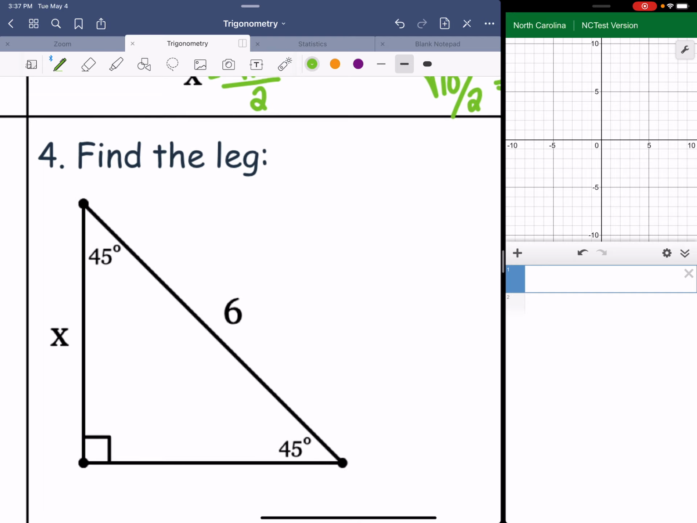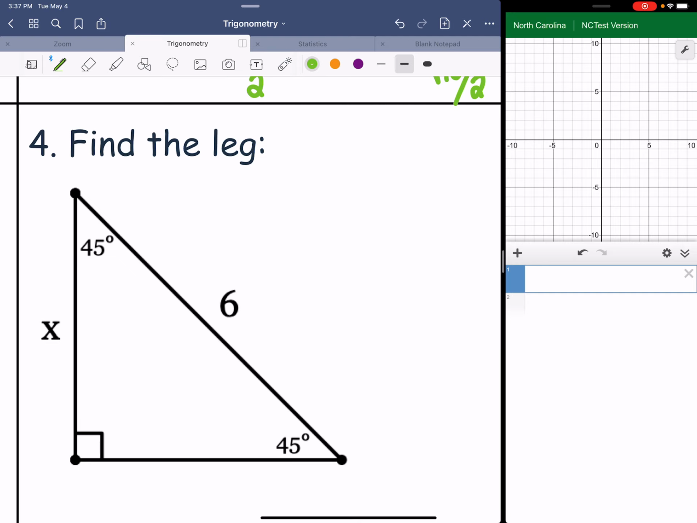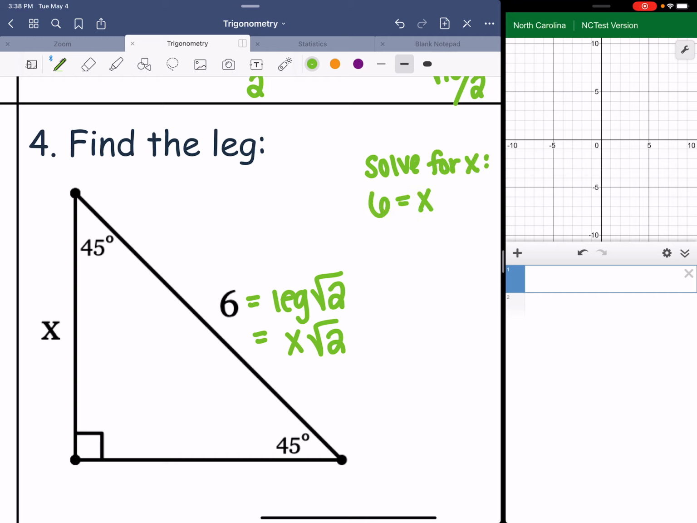And finally, if we have the hypotenuse, we want to find the leg. We know that the hypotenuse is the leg times the square root of 2. So the leg in this case is x because we don't know it, so now we need to solve for x. Because we know that 6 is that leg times the square root of 2. So we're going to divide by the square root of 2. And now we're in a similar situation that we were before. So we can cross them out here. Square root of 2 over the square root of 2 is 1. So that gives us 6 over square root 2 equals x.